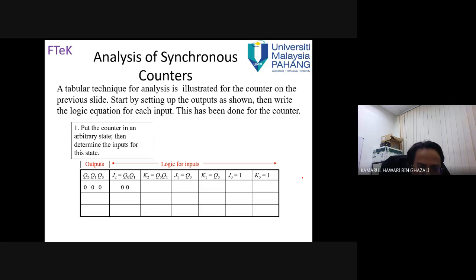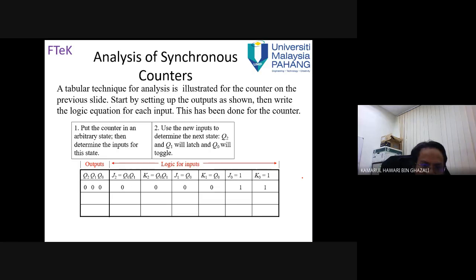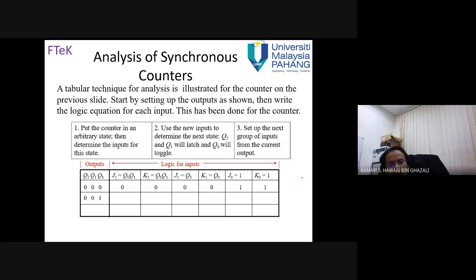Okay, then we put 0, 0, 0, J2, Q2, 0, 0, 1, 1. Use the new inputs to determine the next state. Q2 and Q1 will latch and Q0 will toggle. 0, 0, 1. Okay, set up the next group of inputs from the current output.